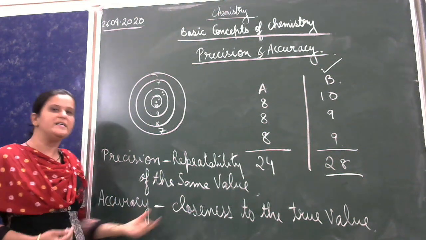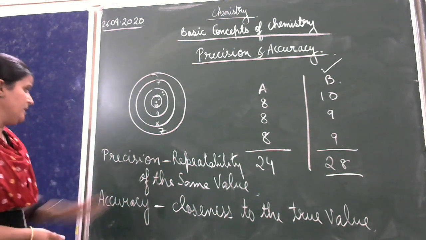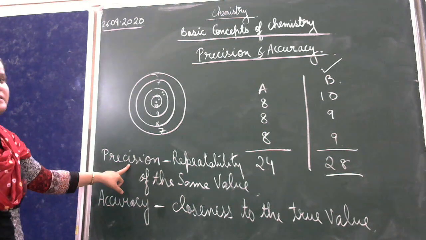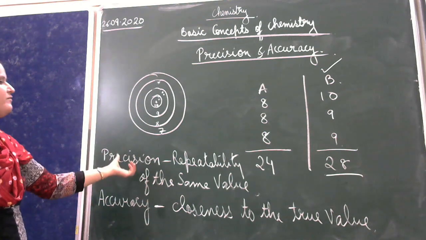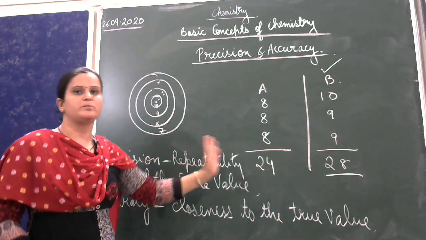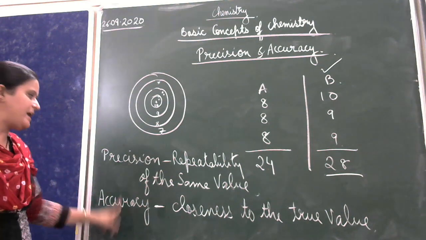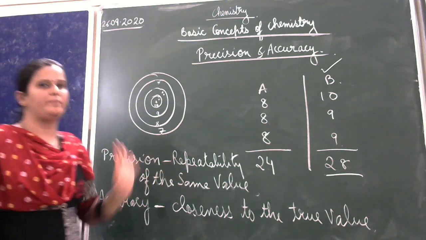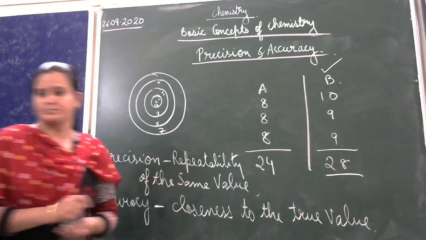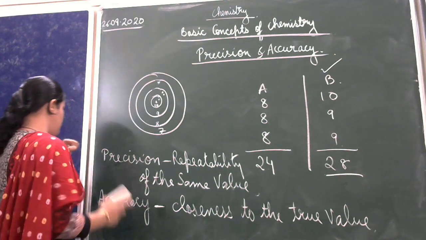If a measured value is accurate, then it has to be precise. But what about precision? If a value is precise, it may or may not be accurate. But accuracy is definite: if the data is accurate, it will be precise. Okay? I'll give you one more example to explain this.